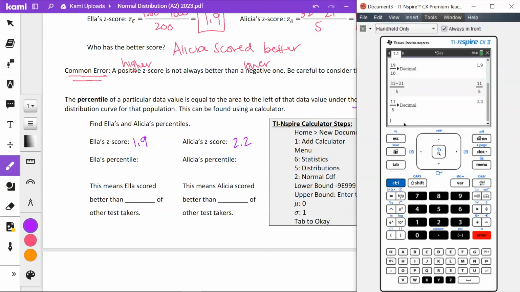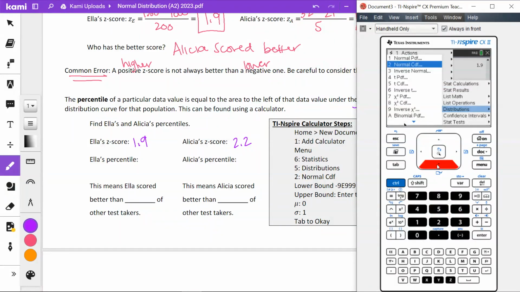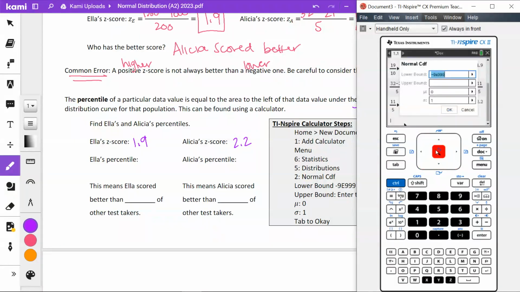Let's grab the calculator. All right, on our calculator, we just need to be on a calculator page, which we already are. I'm going to go to menu. Statistics is number 6 there. Number 5, distributions. And number 2 there is normal CDF. Now it's going to already populate your lower bound, and we are going to leave it as such. That is negative 9 times 10 to the 999 power. It's as small as possible, all the way to the left. We want to keep that because remember, percentile is all the values to the left of the curve. So hit tab, and we are going to put in our upper bound.